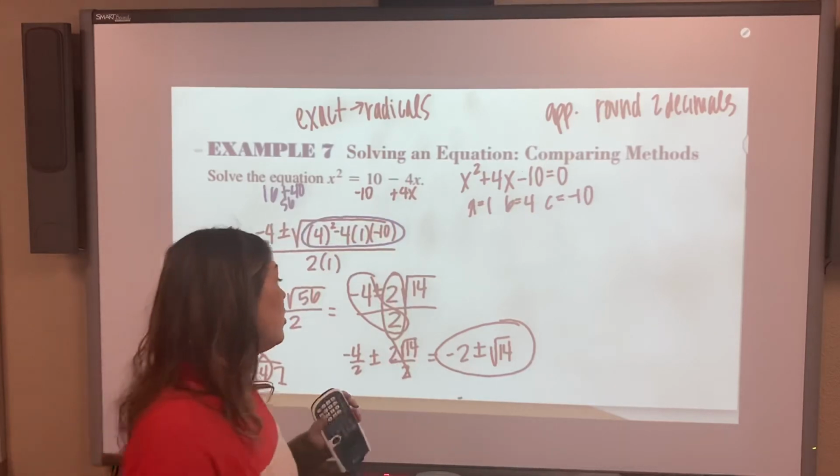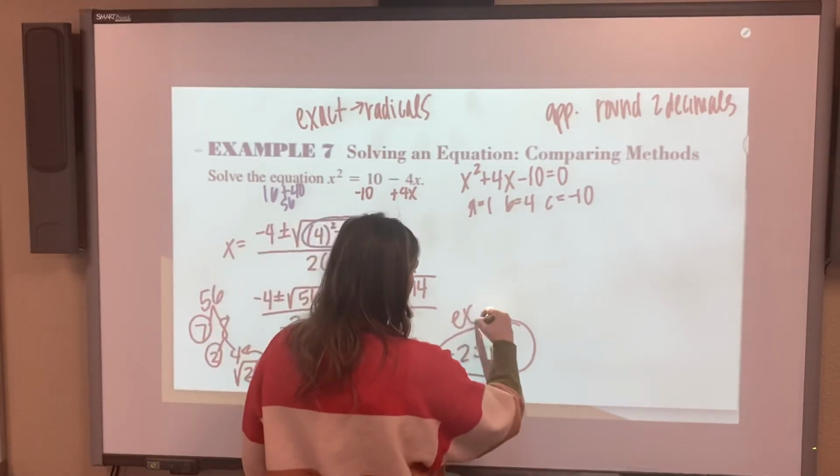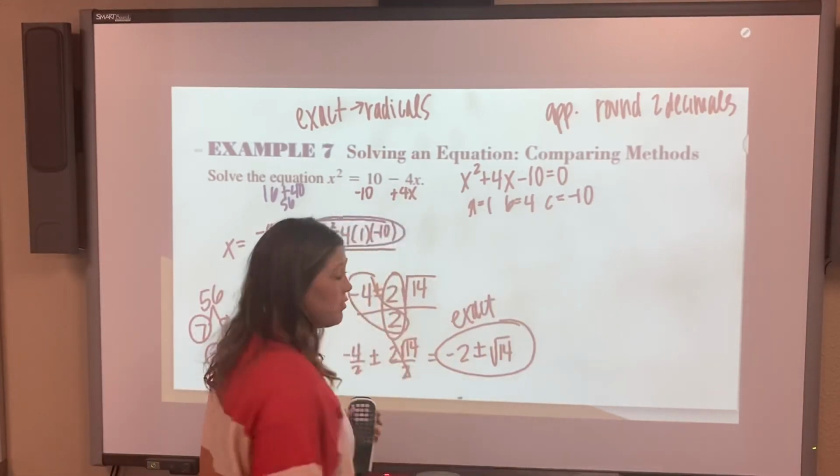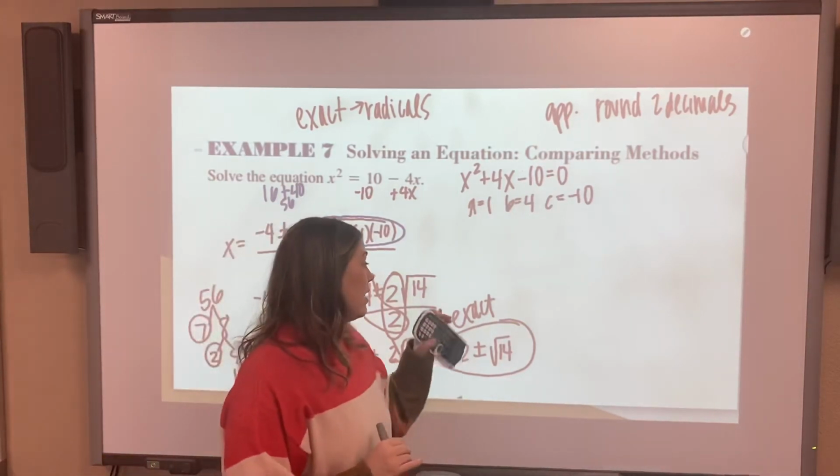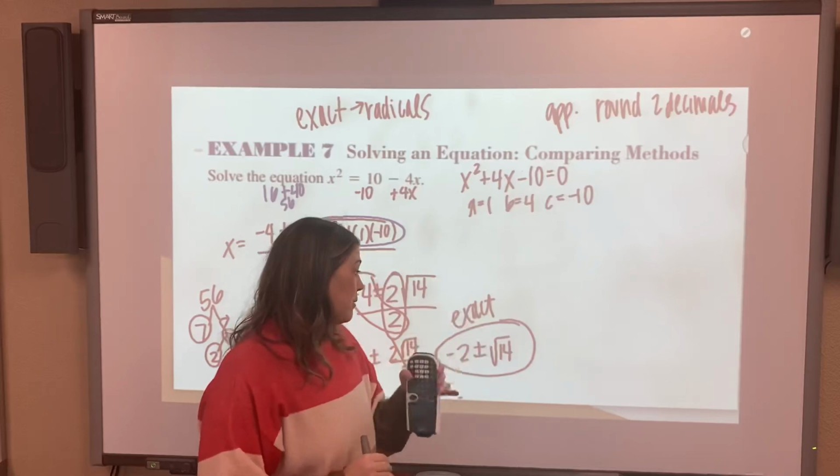So that would be your exact answer. Because we have it in terms of radical, there's no decimals, we're not rounding. That is your 1000% simplified exact answer.